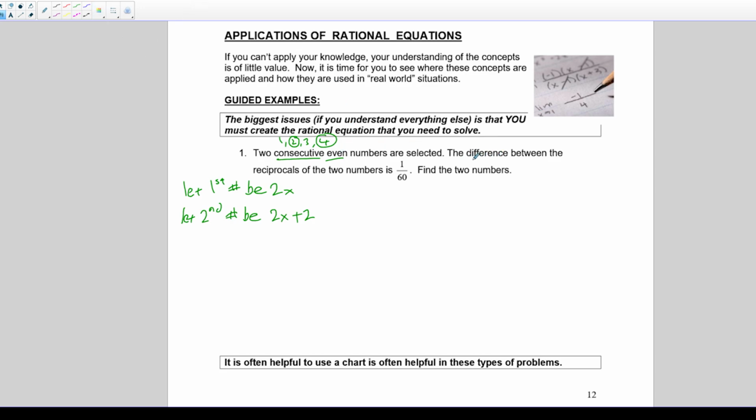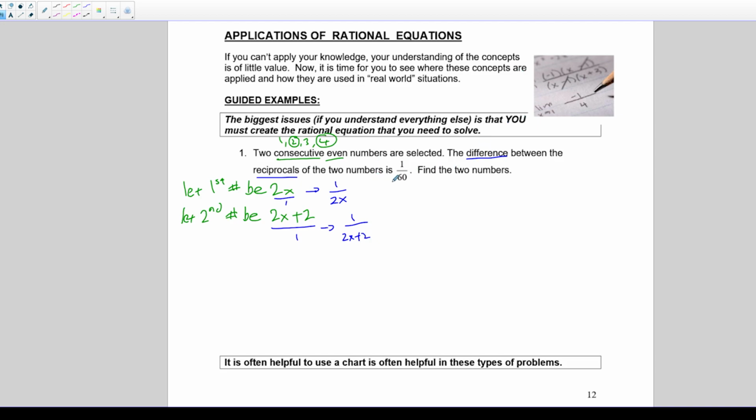It says the difference between the reciprocals of the two numbers is 1 over 60. So we want to make sure that we understand what the reciprocals are. The reciprocal of 2x, we can think of this as 2x over 1. And for this one, it's going to be 2x plus 2 over 1. The reciprocal just means that we're going to switch our numerator and our denominator. So now we have 1 over 2x as that reciprocal. And the reciprocal of 2x plus 2 is 1 over 2x plus 2.